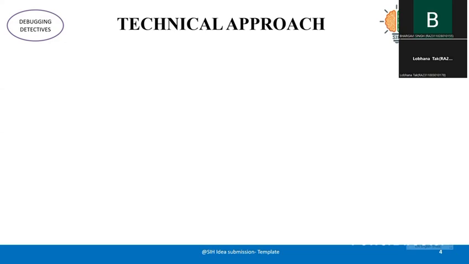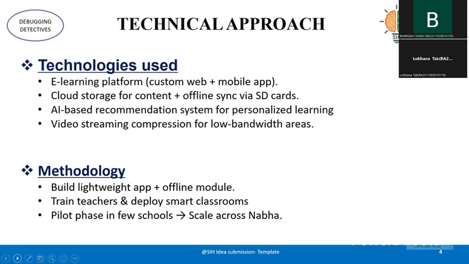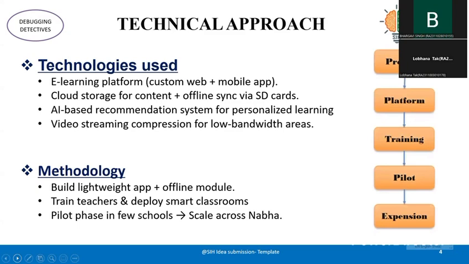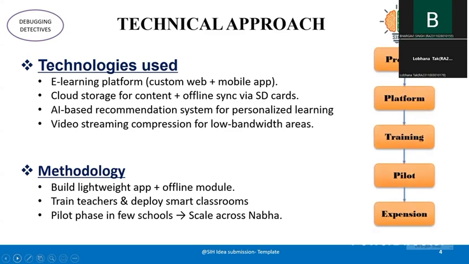Our technical approach is to keep the system lightweight, scalable, and suitable for rural environments. We are developing a custom web and mobile application that can run smoothly even on low-cost devices. Content will be stored on the cloud for central management, but students can also access it offline through SD cards or local sync when the internet is not available. To make learning more personalized, we are adding AI-based recommendation engines that suggest lessons based on student progress. Since bandwidth is often a limitation in villages, we also use video compression to allow classes and recorded sessions to run even on slow connections.